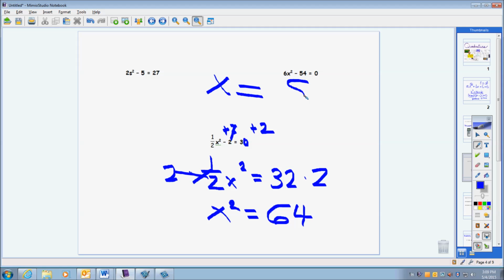We know it's positive 8. But x can not only be positive 8, x can also take on a negative 8. Because if I take negative 8 and square it, remember it's in parentheses because it was squared, I'm going to get 64. See, negative 8 also works. So positive 8 and negative 8.